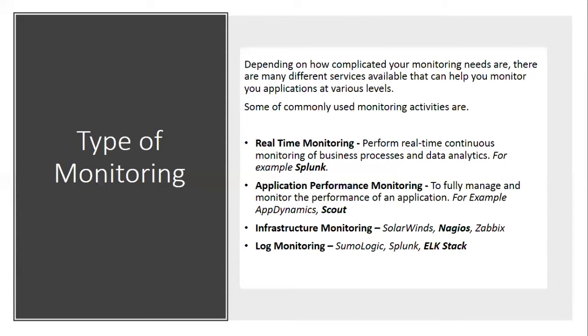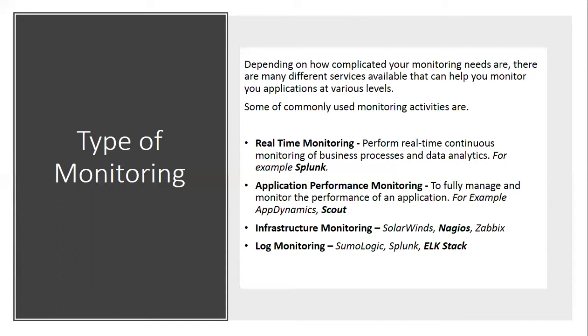The next category of monitoring is application performance monitoring. As the name suggests, where we need to monitor the performance of the running applications, we use this kind of monitoring tools. The tools which fall under this category are AppDynamics, Scouts, and so on. These tools are commercialized tools, and you have to buy a license for these kinds of tools.